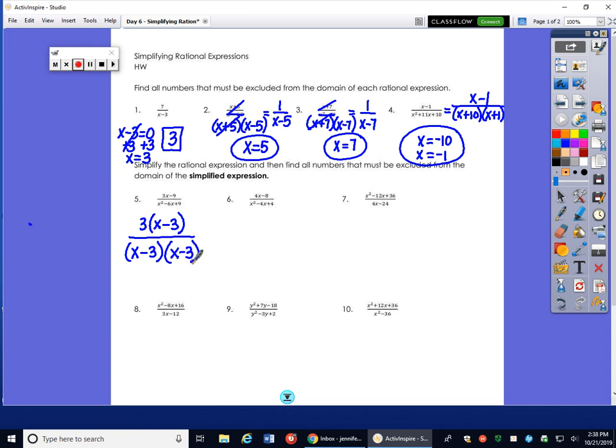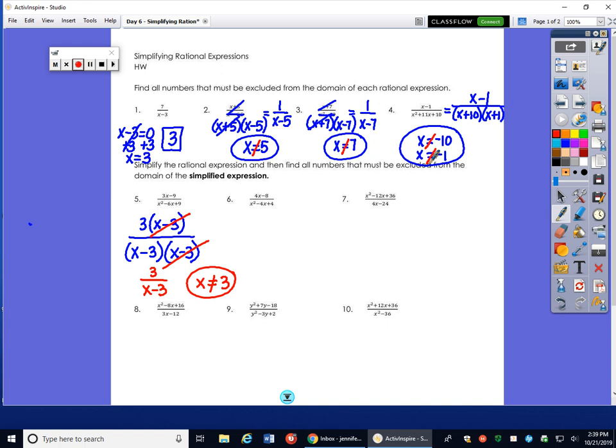So when we factor this, we notice that our x minus 3's can be canceled out, leaving us with 3 divided by x minus 3. And so x cannot equal positive 3. I guess up here we should probably put cannot equal those numbers.